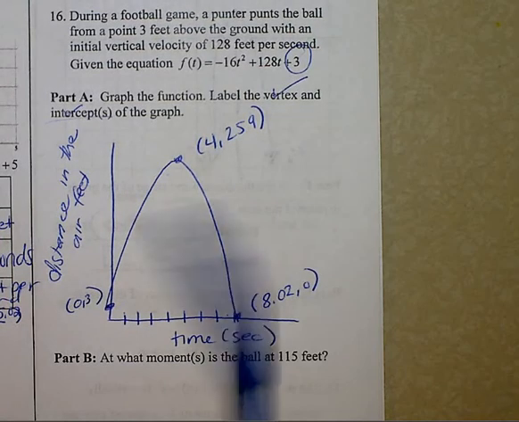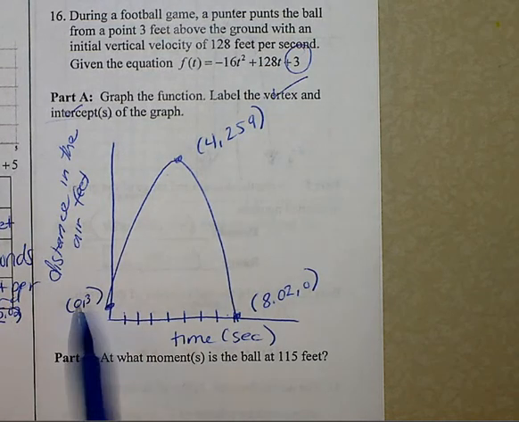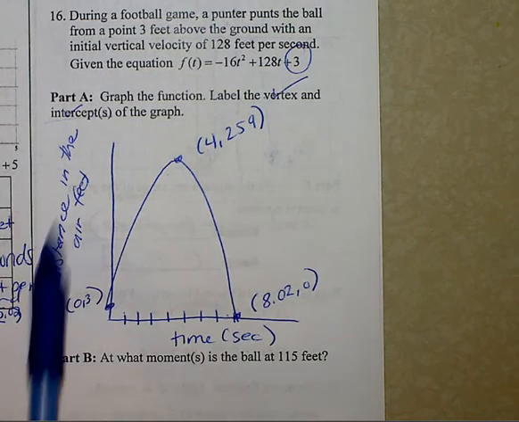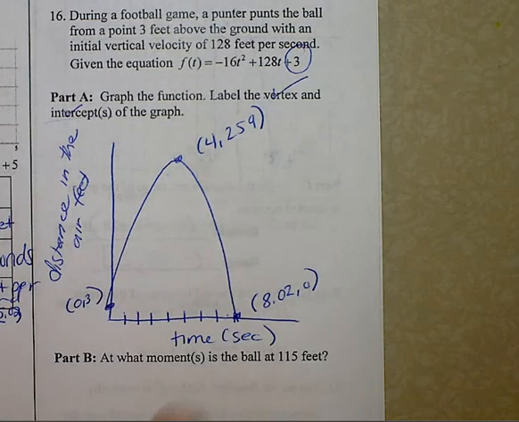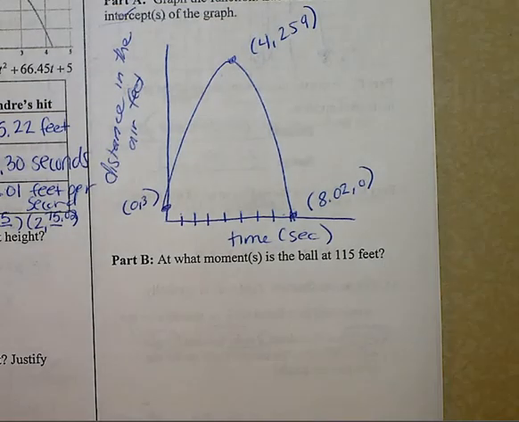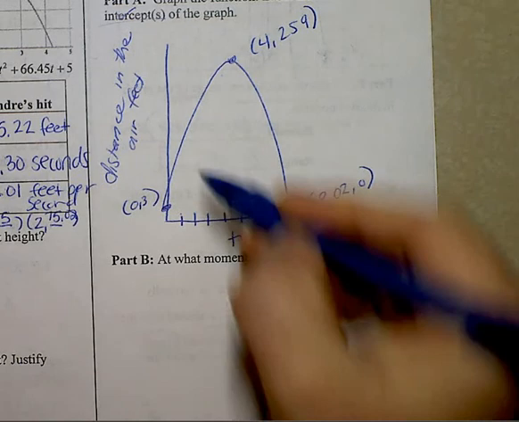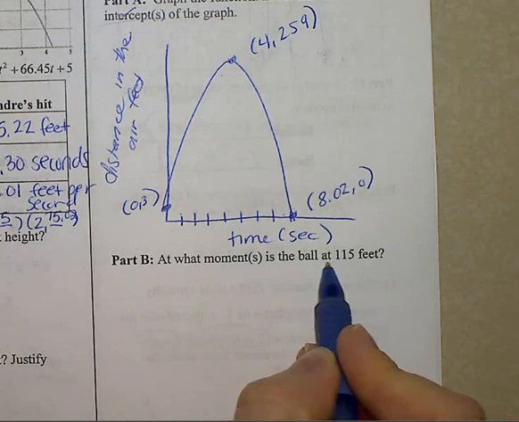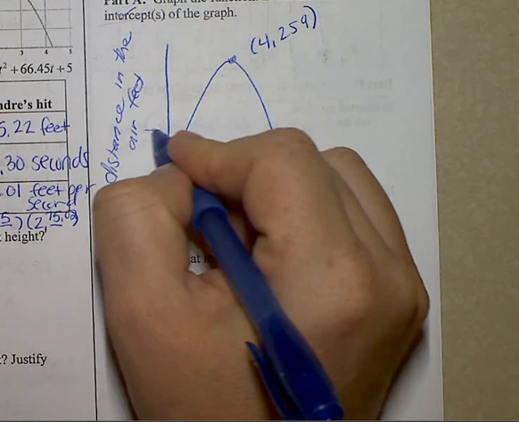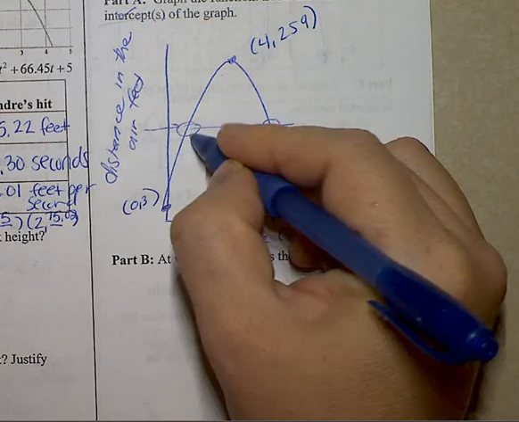I followed the directions. I graphed the function showing the vertex, showing the intercepts of the y-intercept and the x-intercept, and I've labeled both axes. Now, when we learned this last week, it often said things like when the ball is descending, at what time is the ball descending and hits a certain height. This does not say whether it needs to be ascending or descending. It just says at what moments is it 115. So pretend this is about 115. I want to know at what 2 moments does it hit 115.